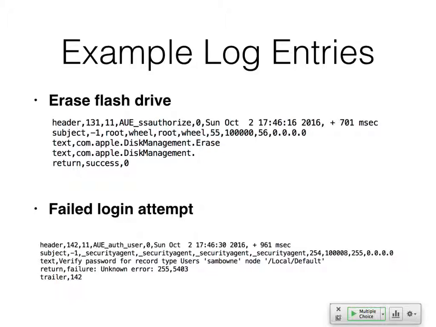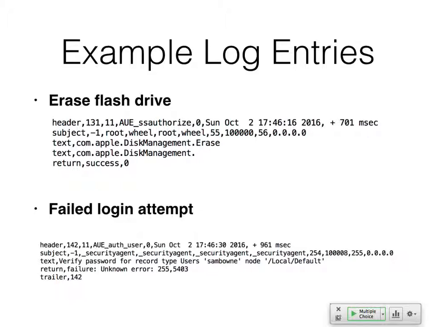So header 131, it authorized disk management erase. This is erasing a drive, which is the kind of thing someone might do. You might want to find that. Here's a failed logout attempt. I thought that was pretty good. I typed my password wrong like 2 times in a row a few days ago, so it was still there. Verify password for record type users, failure, unknown error.